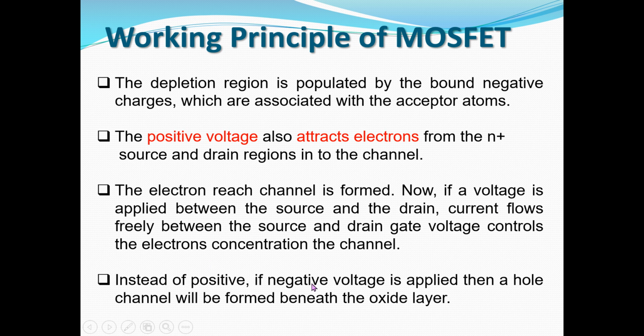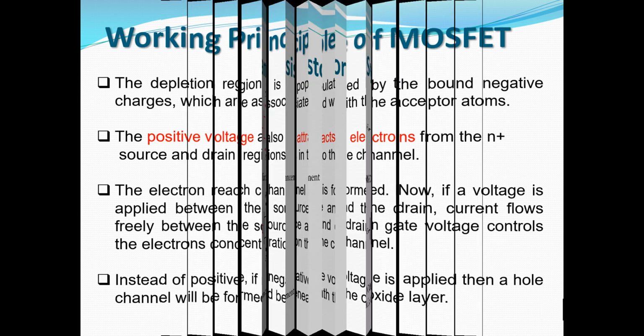Instead of positive, if a negative voltage is applied, what happens? The whole channel will be formed beneath the oxide layer. Why? Because of the same principle: when you apply a negative voltage, the electrons get repelled by the negative voltage and move down into the substrate, and the holes that were earlier in the substrate come into the channel because of attraction. Because of that attraction, the whole channel is formed beneath this oxide layer. So this is how a simple MOSFET works.